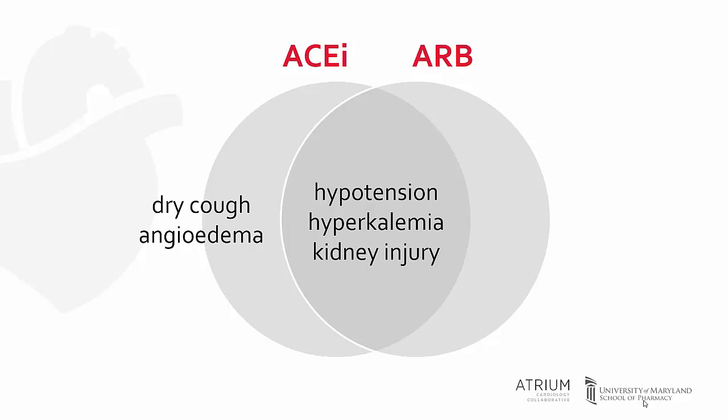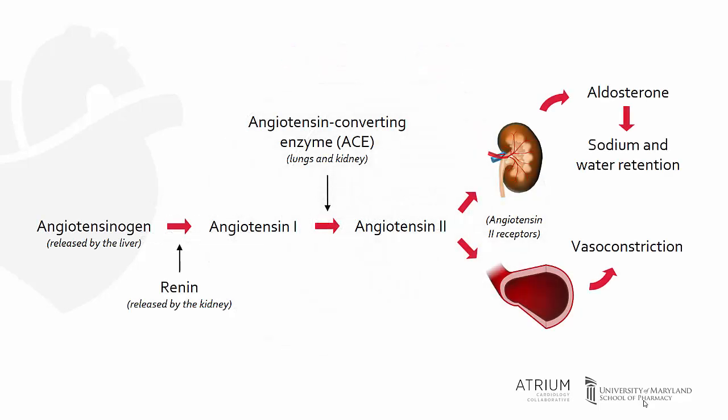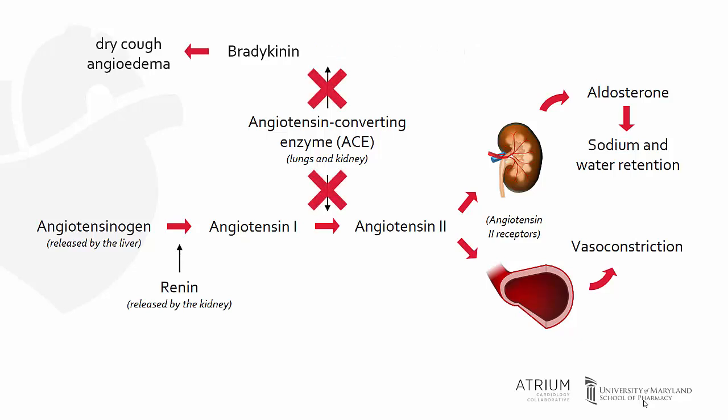To understand why, let's briefly take a look back at the mechanism of action for these two drugs. In addition to converting angiotensin I to angiotensin II, the ACE enzyme is also responsible for the breakdown of a variety of inflammatory mediators, including bradykinin. So by inhibiting ACE, ACE inhibitors increase bradykinin concentrations, which are thought to be the underlying etiology for the increased rates of cough and angioedema seen with this drug class.